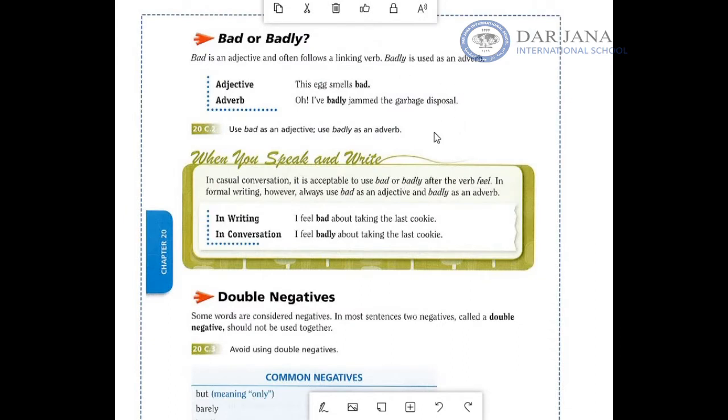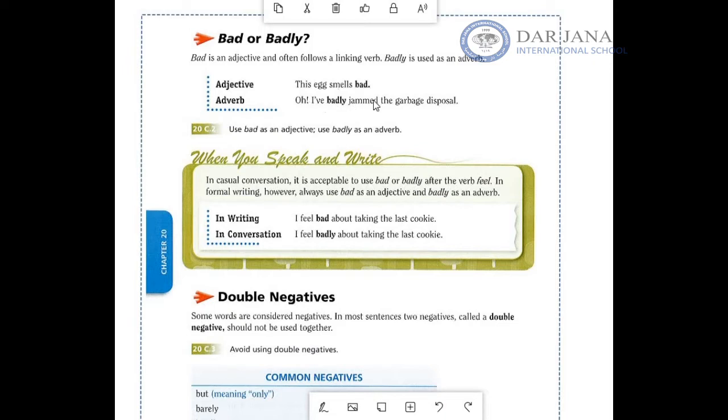The next section here is about the use of bad or badly. Bad is an adjective and badly is an adverb. Bad often follows a linking verb. It comes after a linking verb. Badly is used as an adverb. Look here at this example. This egg smells bad. Smells is a linking verb, and we should use an adjective after a linking verb.